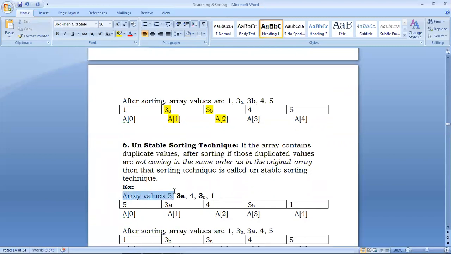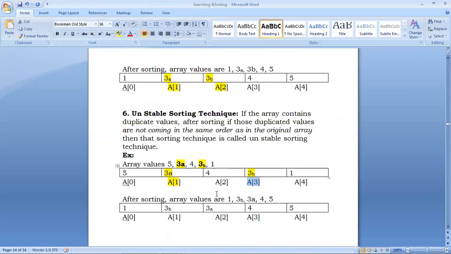For example, the array values are 5, then the first duplicate value, which I am making 3a for our understanding, then the third value is 4, the second duplicate value is 3b, then the last value is 1. So all these five values are there in the array like this: 5, 3a as the first duplicate value, and 3b as the second duplicate value. The first duplicate value is at a[1], see here, and the second duplicate value is at a[3].